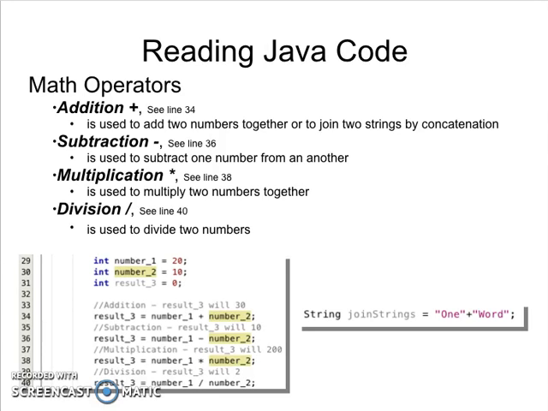Welcome back to Reading Java Code. This is a continuation of Module 6, and we will have the quiz right after. And here we will cover math operators, which could be considered symbols as well. Anyway, let's jump right into this.